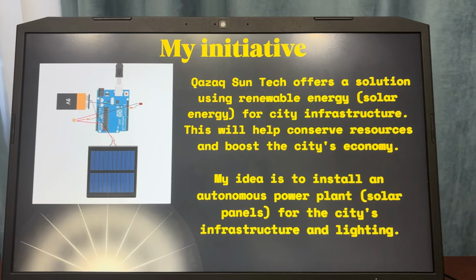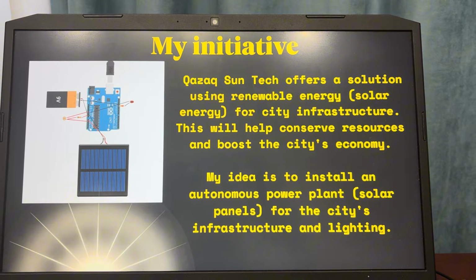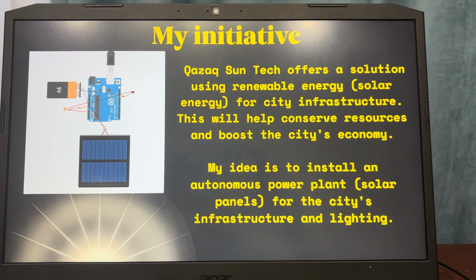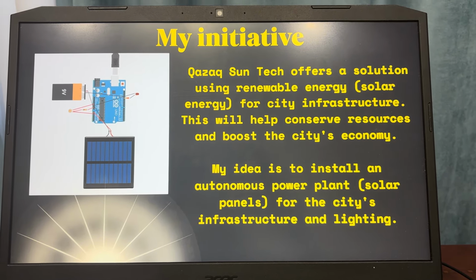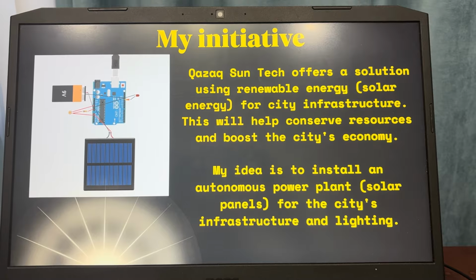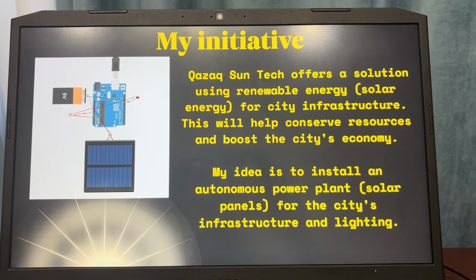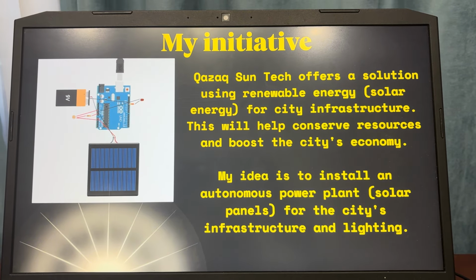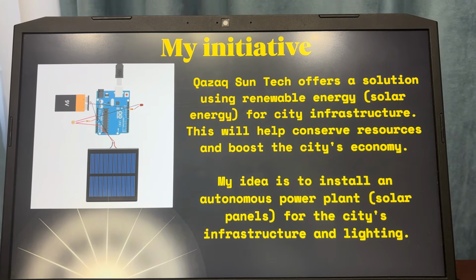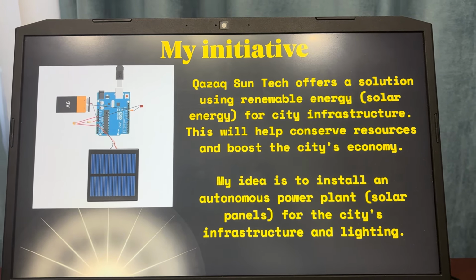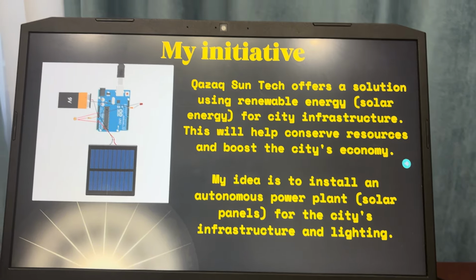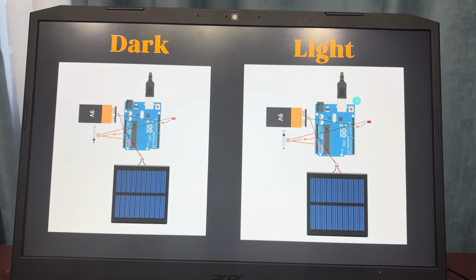Initiative. Qazaq Tech offers a solution using renewable energy, solar energy, for city infrastructure. This will help conserve resources and boost the city's economy. My idea is to install an autonomous power plant, solar panels, for the city's infrastructure and light. Now I will show how it works.